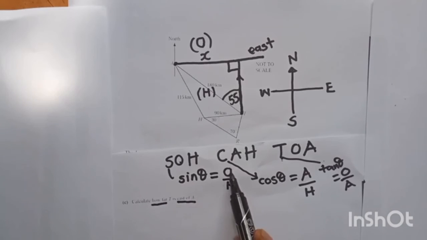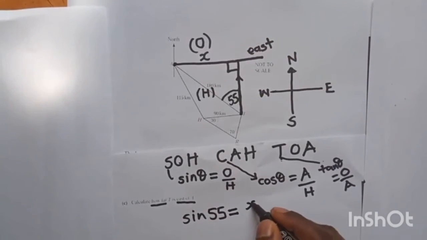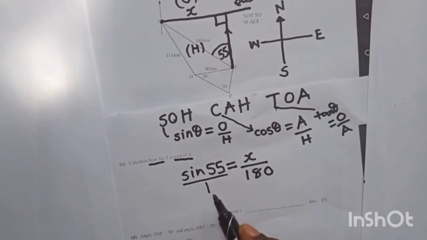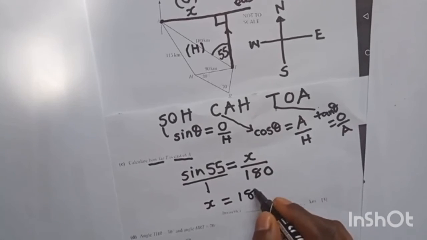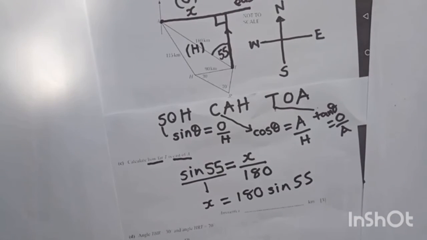So sine theta is equal to opposite over hypotenuse, and theta is represented by 55. So I'm going to write sine 55, which is the theta, is equal to opposite, x, which is the required distance, over hypotenuse, which is 180. To find x, we need to do cross multiplication, where sine 55 can be treated as sine 55 over 1. 1 times x, you get x. 180 times sine 55, you get 180 sine 55. Make sure your calculator is in degree mode.